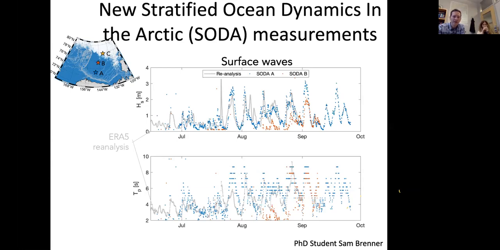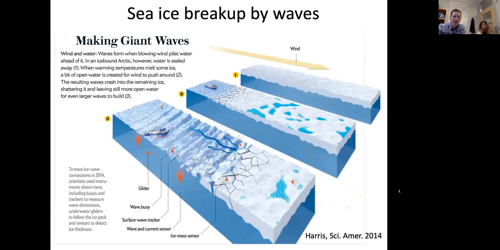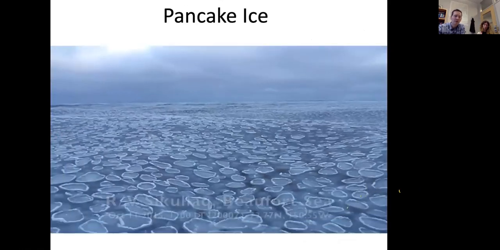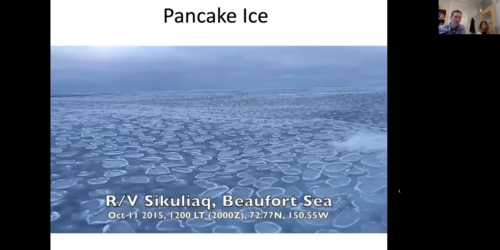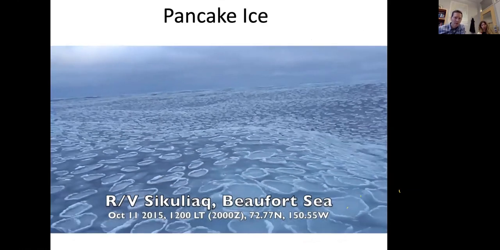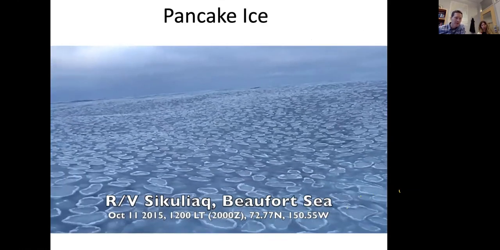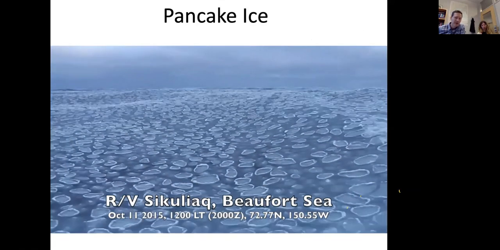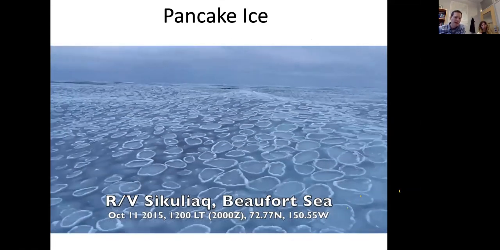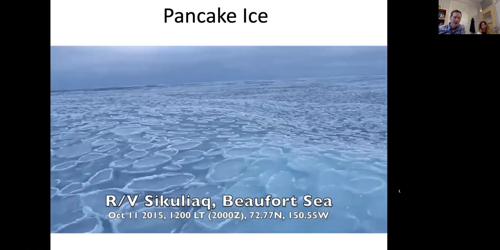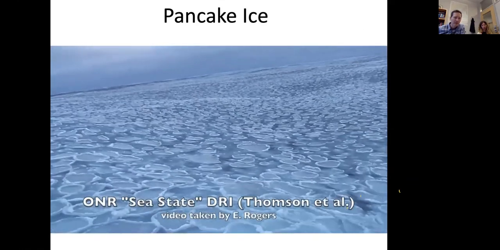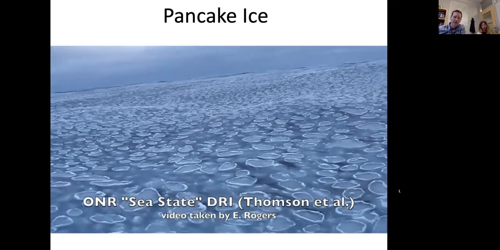Now, I want to step back to just what the waves are doing in this picture, and particularly what the waves are doing in the fall. And we've spent a lot of time in the field in the fall the last 5 years or so, and we've routinely seen things like this. This is a movie of Pancake Ice. This was recorded from Sikuliak, which is the Arctic research vessel run by the University of Alaska Fairbanks. This particular video was in 2015. The waves are about 3 or 4 meters in this video, and you can see them roll through, and you can see the Pancake Ice is moving with the waves.